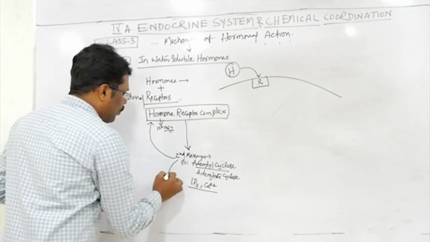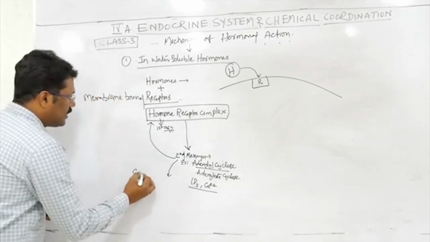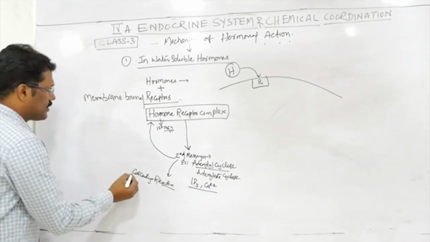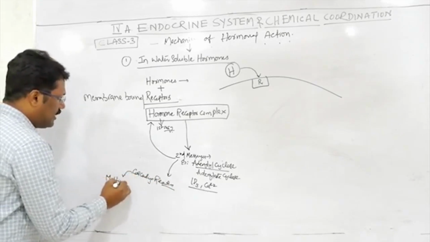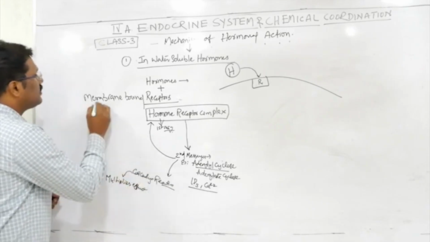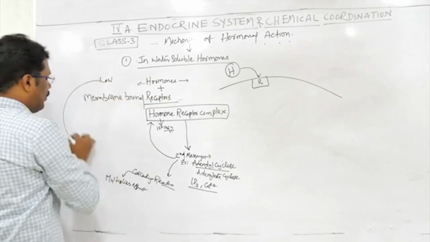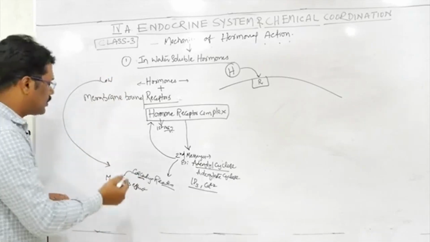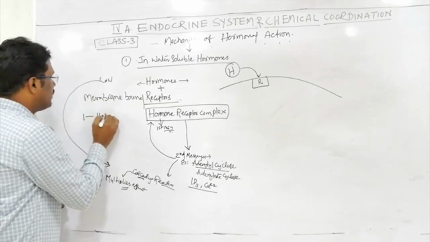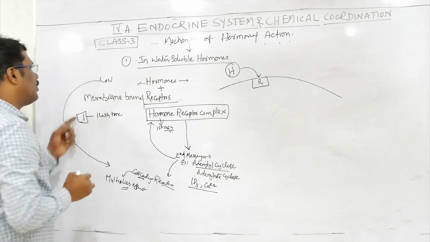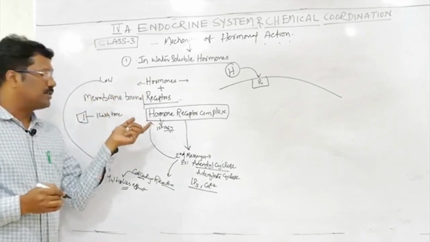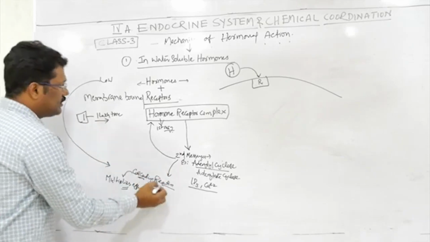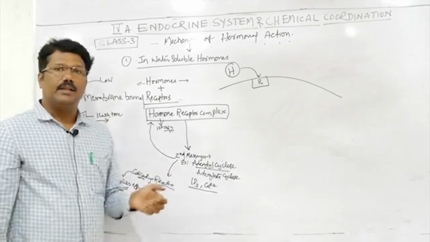And this second messenger is important because it can initiate certain cascading reactions in the cell. These cascading reactions in each step will have a multiplier effect. That means even if this hormone is released in a very low concentration, because of this multiplier effect of the cascading reactions, the influence of the hormone is almost multiplied from 1 to 1 lakh times. So, this is how the second messenger is important in multiplying the hormonal action.